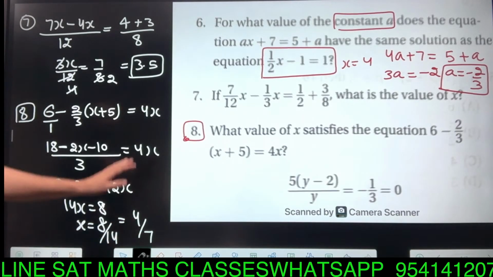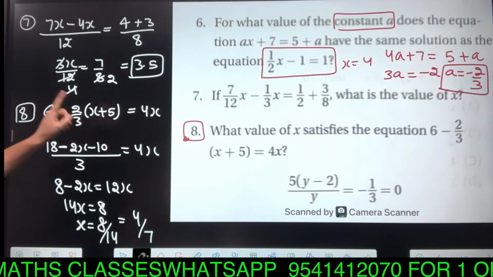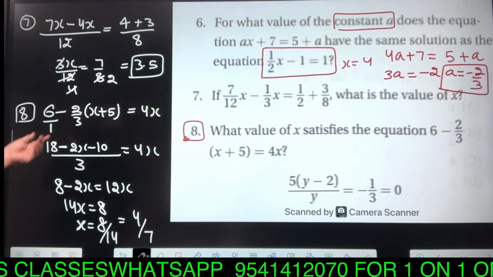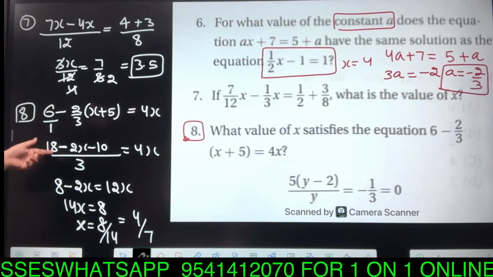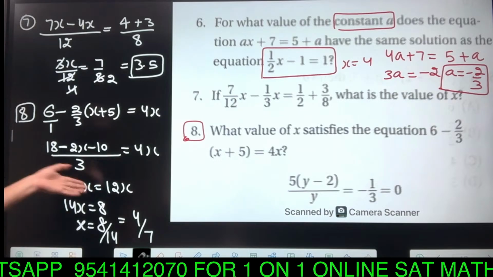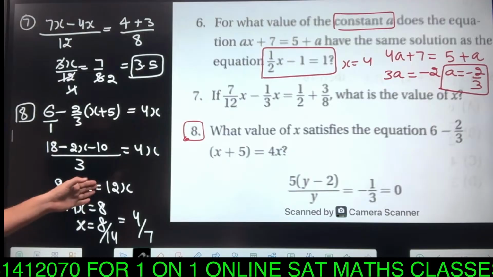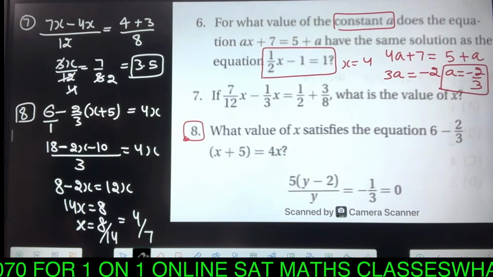So very easy question. First of all we have 6, and then minus 2 by 3, and with the 2 by 3 we have x plus 5, and it is equal to 4x. We have taken the LCM 3, it will go there. 18 minus 2x minus 10, and it is equal to 4x, and then 3 will go this side. 18 minus 10 is 8, minus 2x is 12x. 14x, x is 8 by 14, you can say 4 by 7.